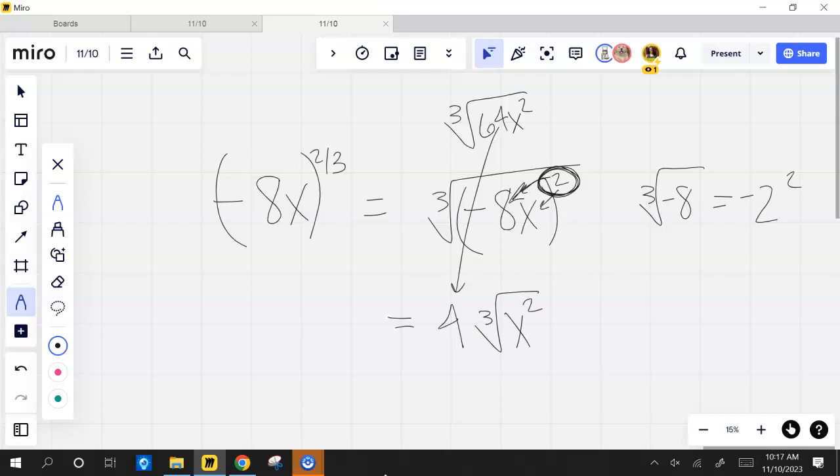That x squared has to stay under there. It doesn't simplify anything. Well, when I added these parentheses here and I'm squaring it, it all comes back. That's a great point.